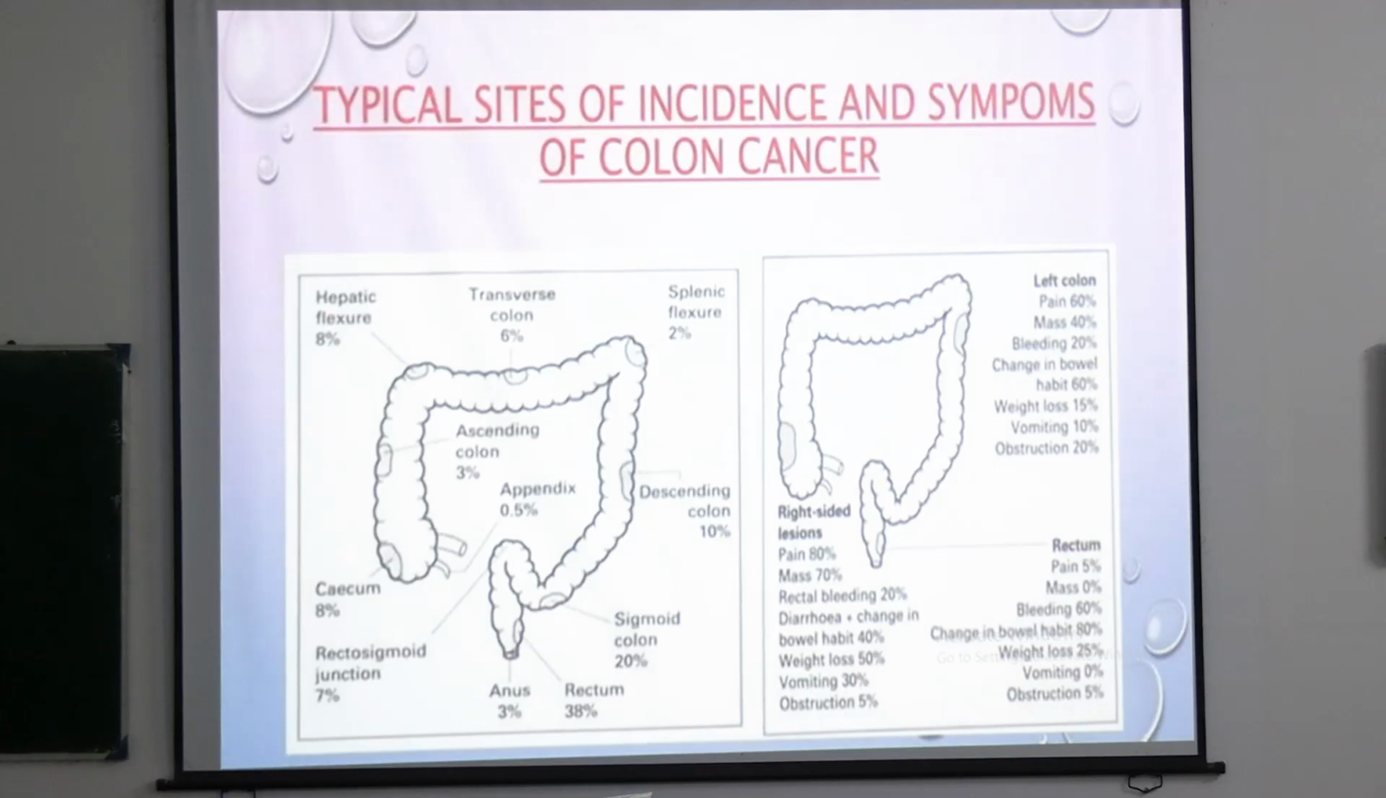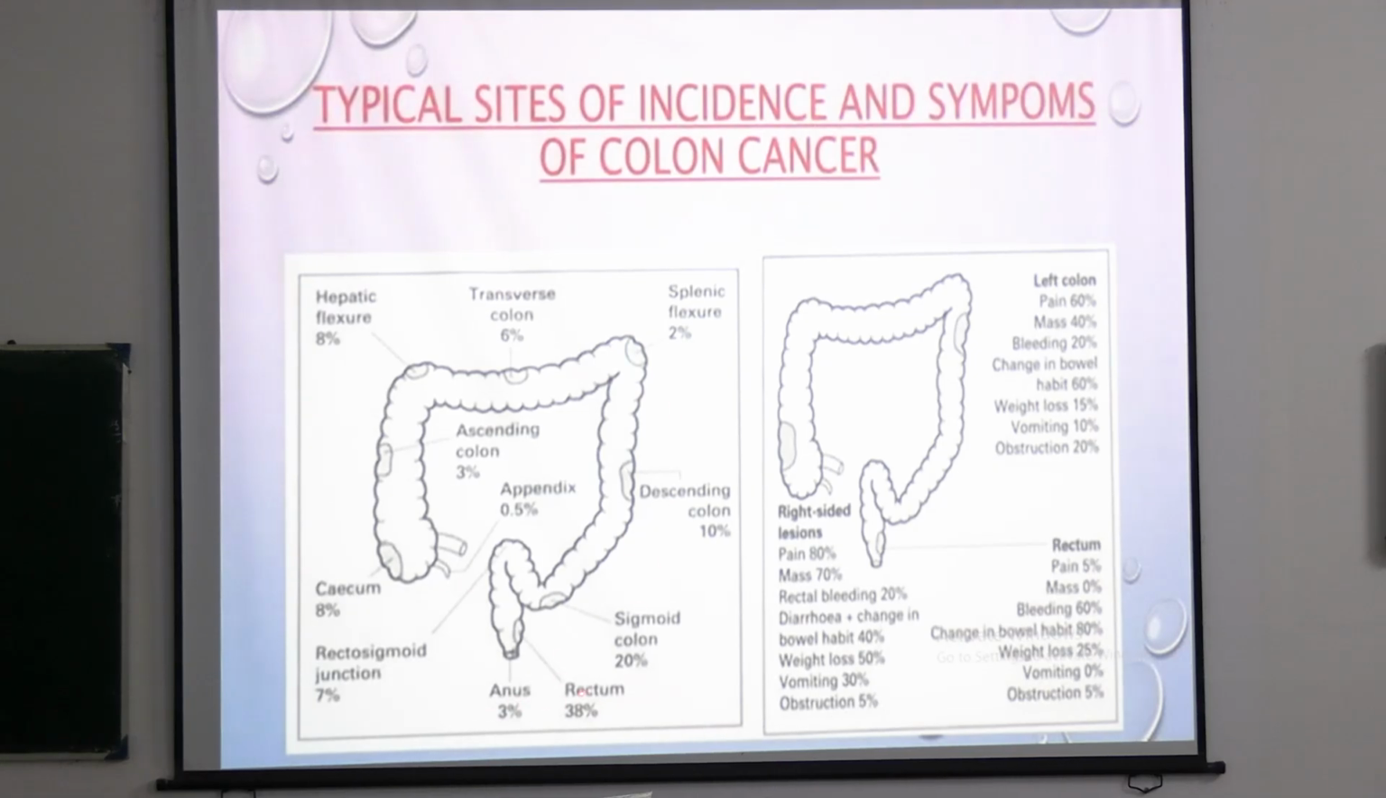So, cecum is 8%, hepatic flexure is 8%, transverse colon is 6%, splenic flexure is 2%, descending colon is 10%, sigmoid colon is 20%, and the rectum is the highest of all. Most of the cases occur in the rectum, which is 38%, and there is anal canal carcinoma, which is 3%. So, these are more or less the percentages.